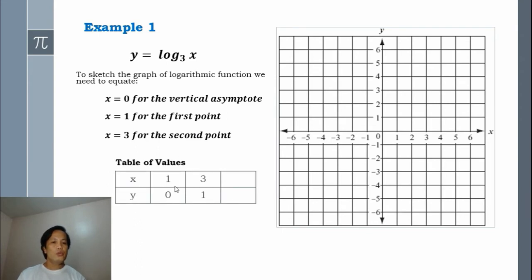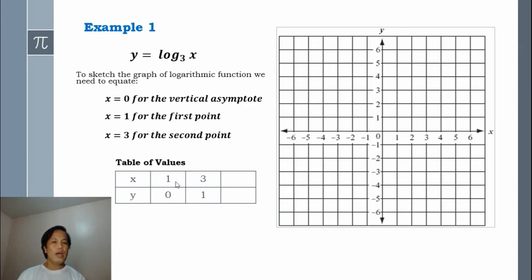For the table of values, we have 1 and 3. Then how did we get them? 1 and 3 come from x equals 1 and x equals 3. We did not include x equals 0 because this is the vertical asymptote, meaning 0 is not part of the solution. 0 is not part of the domain for this function. So for this table of values, we only choose 1 and 3.